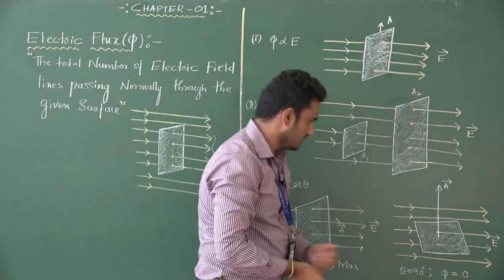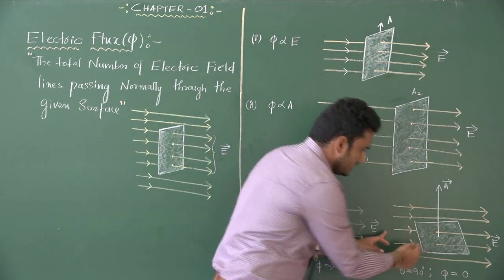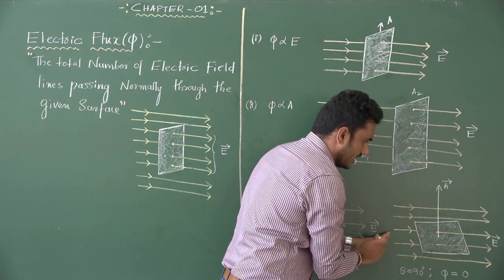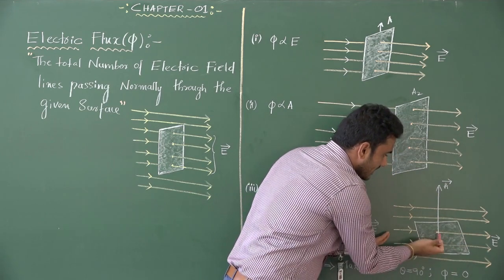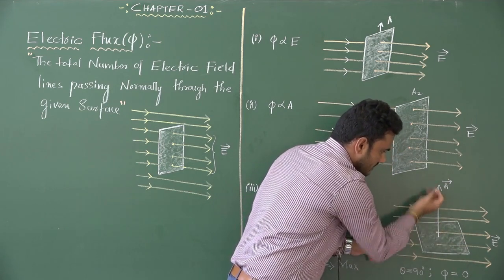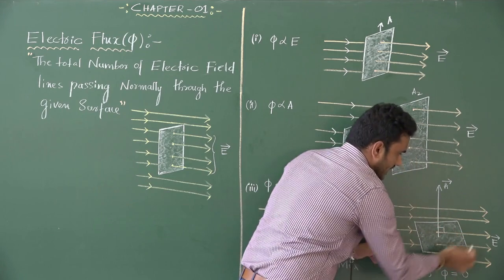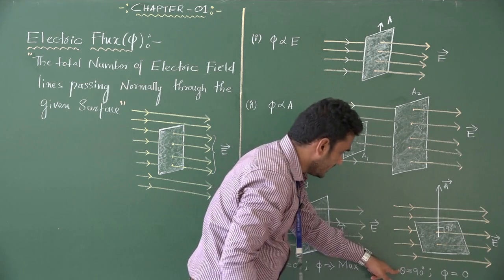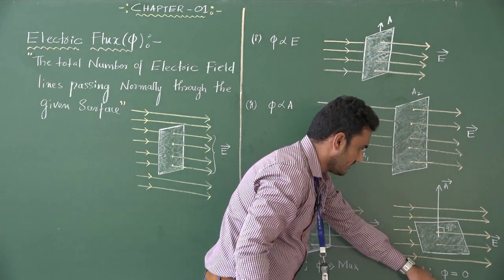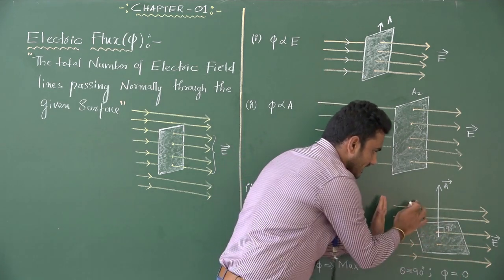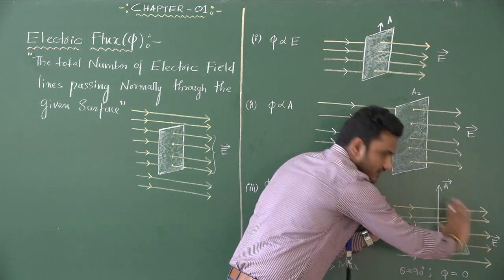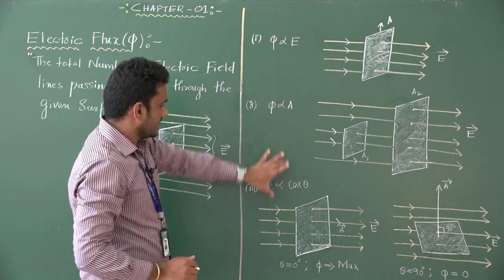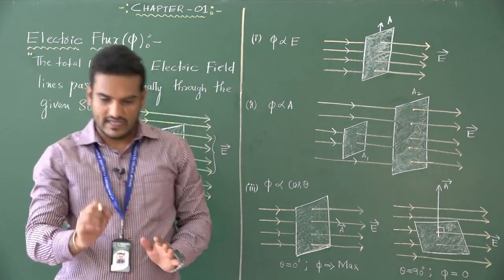We have one more diagram. You just see this diagram here. 1, 2, 3, 4, 5. There are 5 electric field lines. One more thing you can notice here, this is the area vector. So here the angle between electric field and area vector is 90 degrees. When theta is equal to 90 degrees, electric flux is 0, which means electric field lines are parallel to the given surface. So these are the 3 steps to understand electric flux.